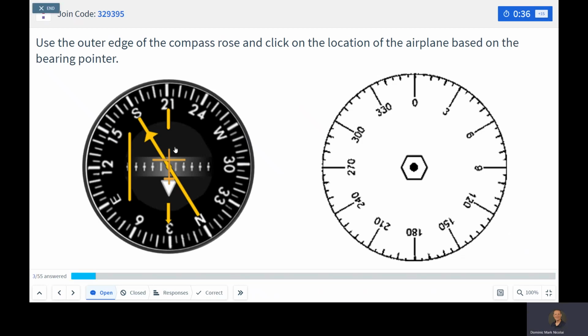You should be able to recognize the VOR display here. The bearing pointer is the diagonal line. So you need to get used to looking at multi-displayed units. Location of the aircraft, that's what we're looking for. Read the tail that tells you where the airplane is from the station.